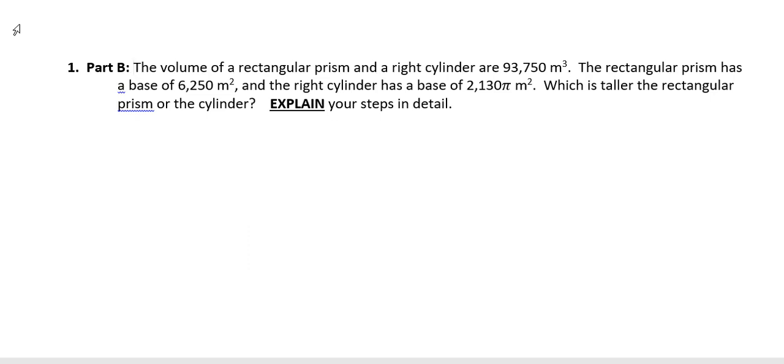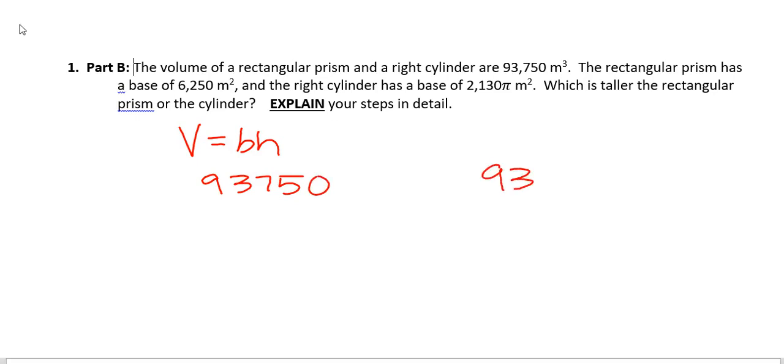So first, let's talk about the volume of each of these. Again, remember volume, the fundamental formula for volume is base times height. Now when we talk about a prism and a cylinder, we don't divide by anything here, because these are both just base times height. So we have that the volume of each is 93,750. I'm going to put that here for both, 93,750.